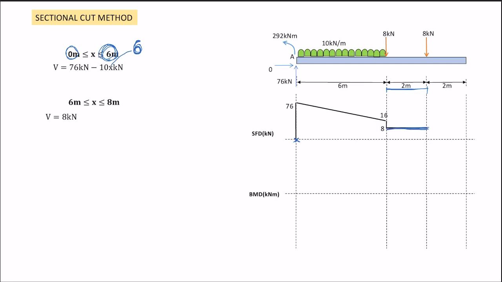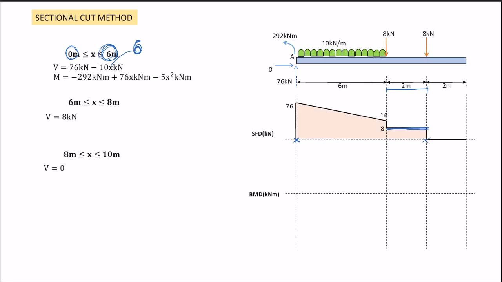For the next 2 meter, boundary dia adalah X sama dengan ataupun lebih besar 8 kurang ataupun sama dengan 10 meter. The V value adalah 0. Therefore, dia turun ke bawah pergi ke 0. Dan straight lah 0 juga, tak berubah ya. Jadi siaplah kita punya SFD. Next, kita akan buat untuk BMD.